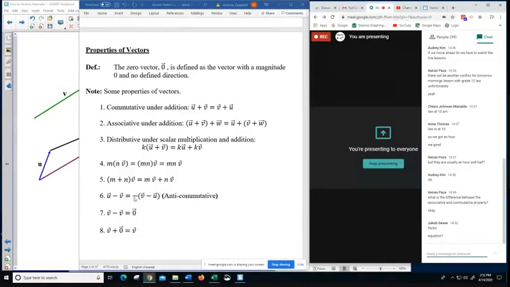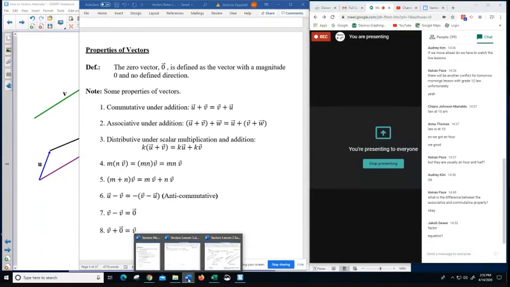Okay? So at a certain point, what you start to see is that these properties tell us that we can deal with vectors in a very similar way that we deal with algebraic expressions involving numbers. Meaning we can distribute, we can group together, and the order in which you add doesn't matter. All those things that we were able to do with algebraic expressions, we are now able to do with vector expressions.